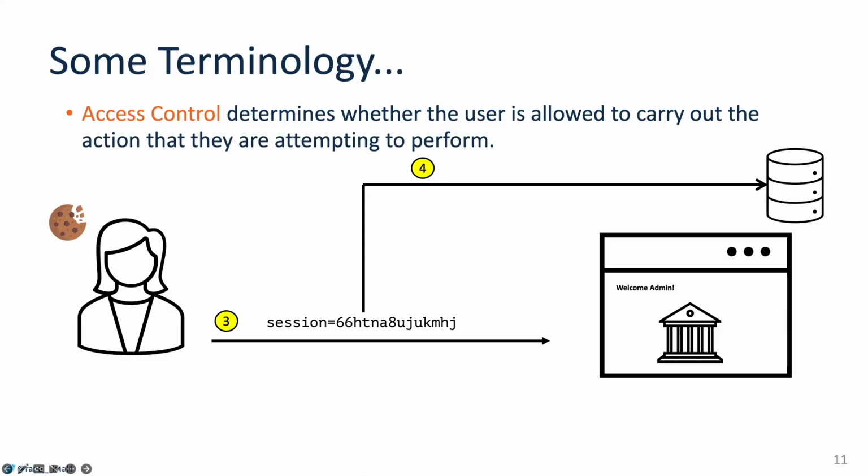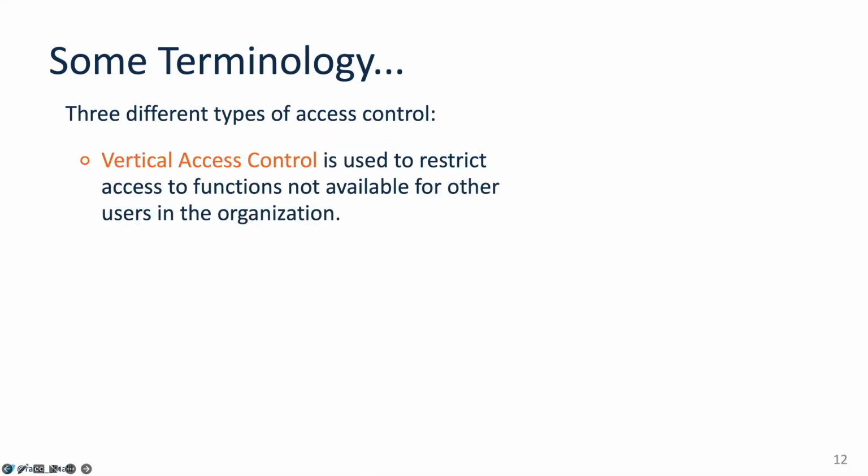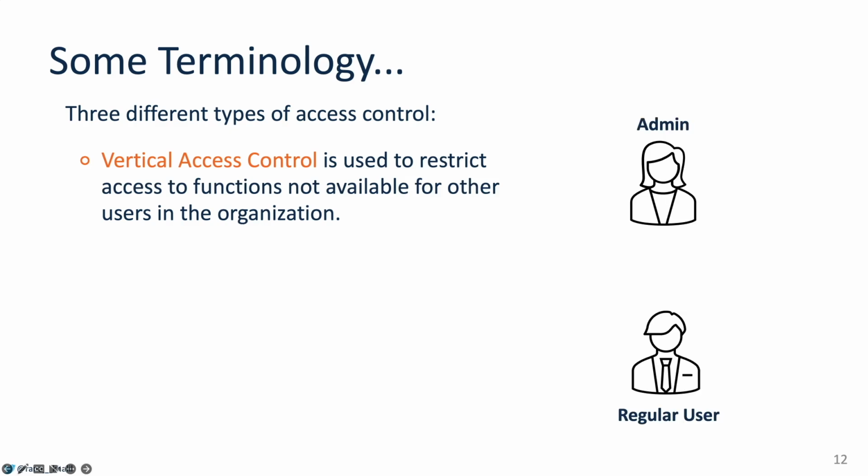Now, there are 3 different types of access control. The first one is called vertical access control. This type of access control is used to restrict access to functions that are not available to other users in the organization. So think admin user and regular user. A regular user should not be able to perform the actions that a user with higher privileges, like an admin user, can perform. You can think of it as moving up a ladder in terms of your privileges, and that's why it's called vertical access control.